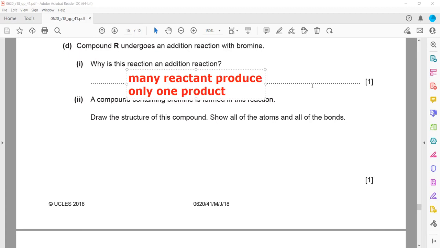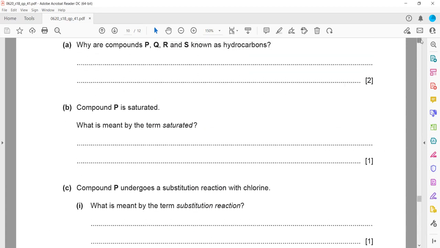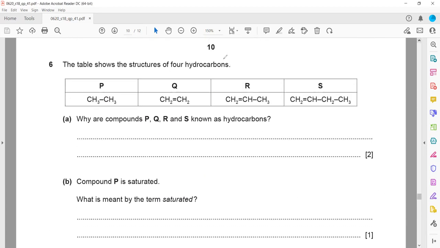Then a compound containing bromine is formed in this reaction. Draw the structure of this compound. So R undergoes an addition reaction. R is propene. This is compound R, which is propene. So when propene reacts, it will undergo an addition reaction. So what will be the product?